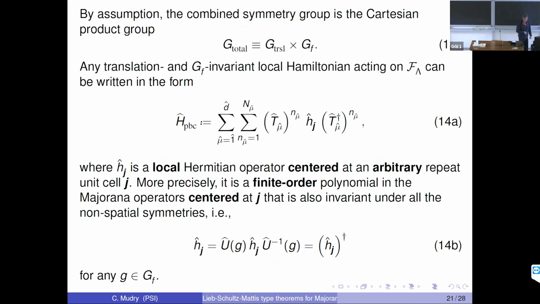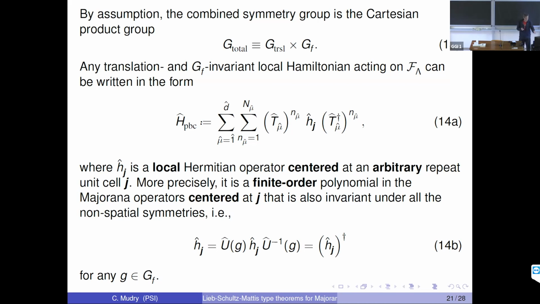Okay, so now I have defined precisely what I mean by trivial projective representation, which enters in the assumption of the theorem. And let me now simply, so the total symmetry group is equation 13, translation times GF. And now what I do is that I take a polynomial h of j. It's a finite order polynomial in Majoranas. And all the Majoranas are appearing in h of j. They can be around j. They don't have to be in the same unit, repeat unit cell, but the polynomial is finite. And so it means that because my polynomial is finite, I guarantee locality.